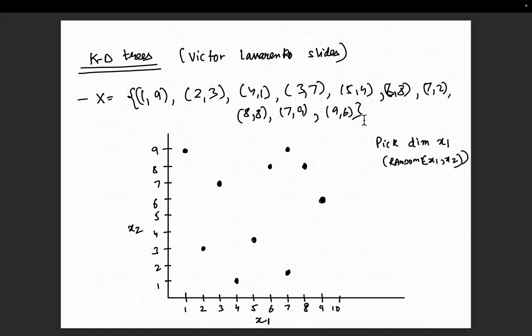So it's two-dimensional data. I pick my first dimension, let's say x1. I could have picked them randomly or in round-robin fashion. Let's assume I pick in round-robin fashion. I pick my dimension x1.